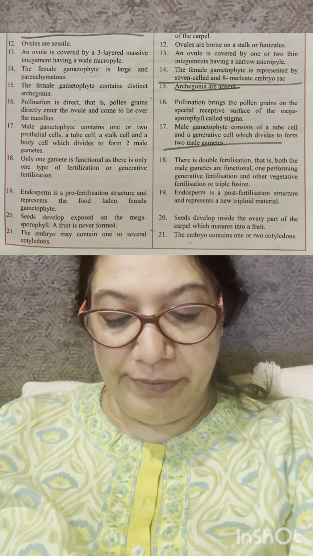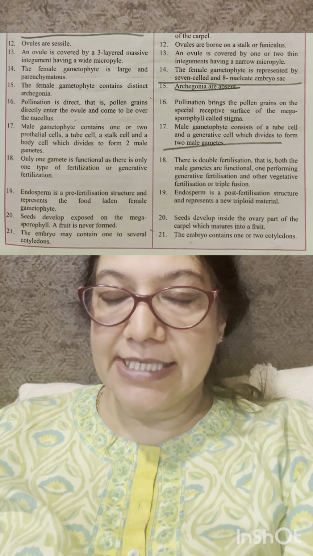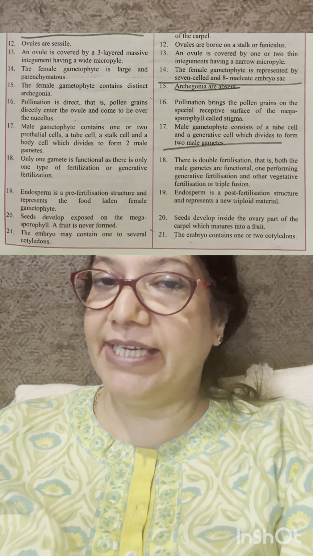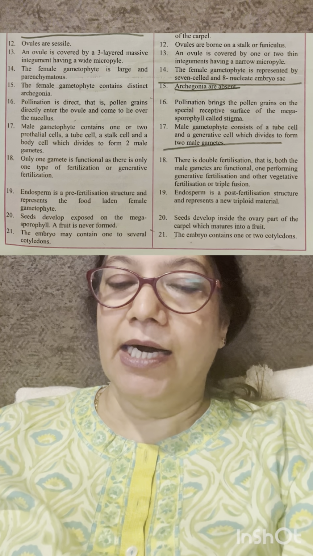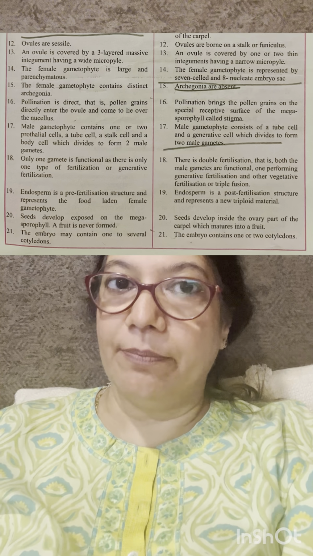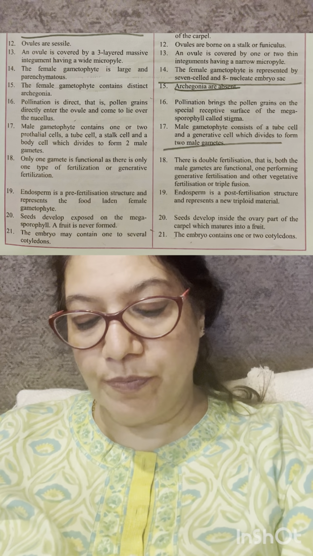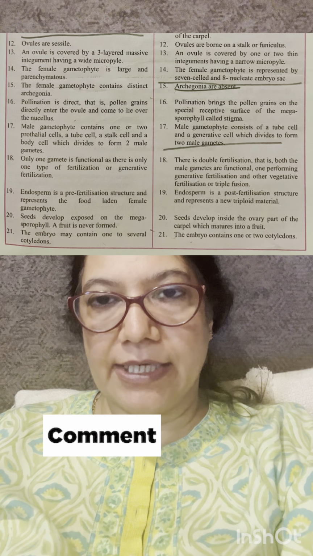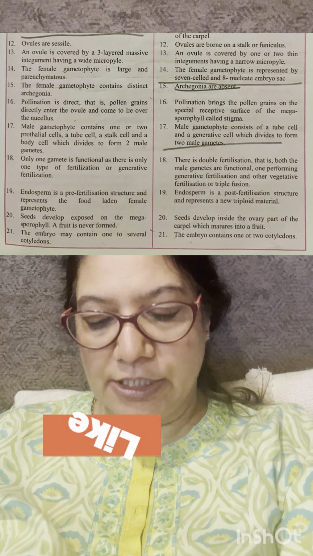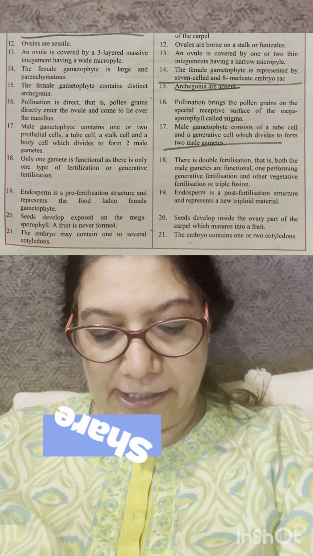Endosperm is a pre-fertilization structure in gymnosperms, and it represents the food-laden female gametophyte, whereas in angiosperms it is a post-fertilization structure and it represents a triploid tissue. This is a very clear distinctive point of difference between gymnosperms and angiosperms. Endosperm is a pre-fertilization structure in gymnosperms, whereas in angiosperms, endosperm is a post-fertilization structure and it represents a triploid tissue. It is a triploid material.